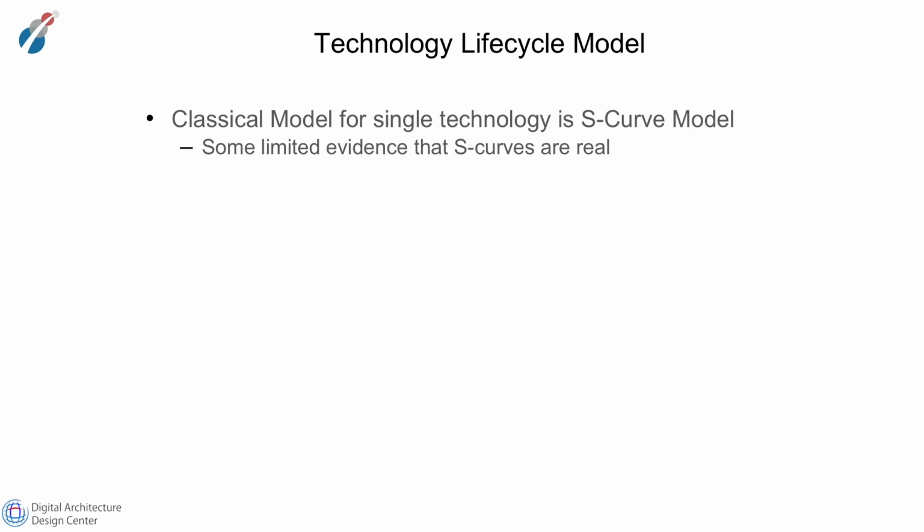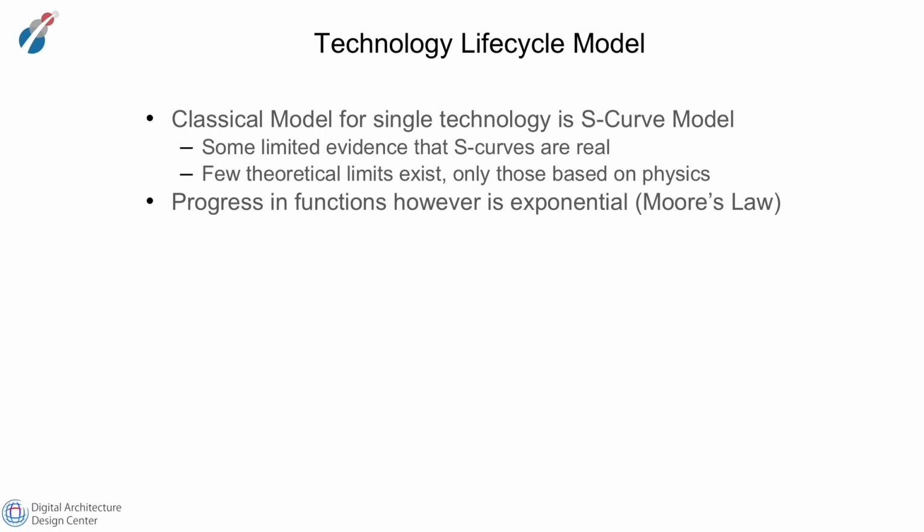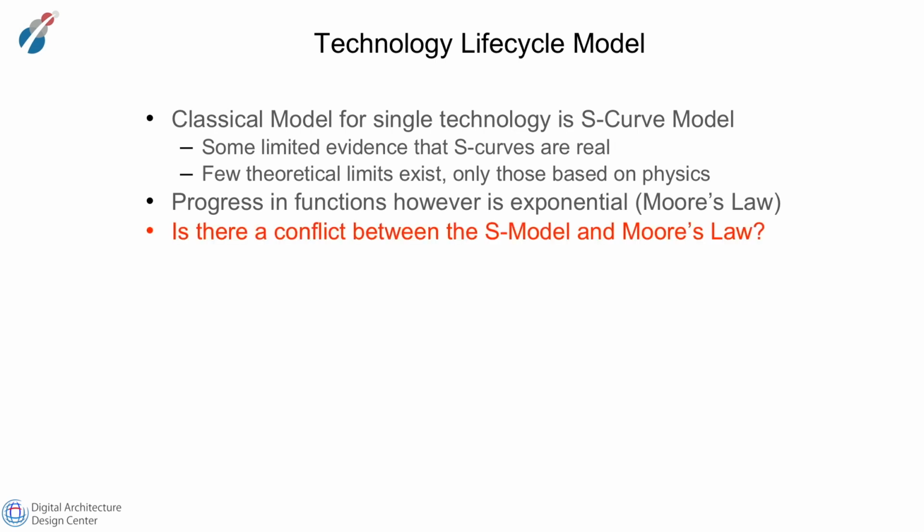about the S-curves. The classic model for a single technology is the S-curve model, and there's really some evidence that S-curves are real. Few theoretical limits exist, mainly those based on physics. And so the S-curve model predicts some kind of saturation. However, we saw that progress in functional performance is exponential. And so one of the fundamental questions, and maybe I just pause here, or you could respond in the chat, isn't there a fundamental conflict between these 2 models?